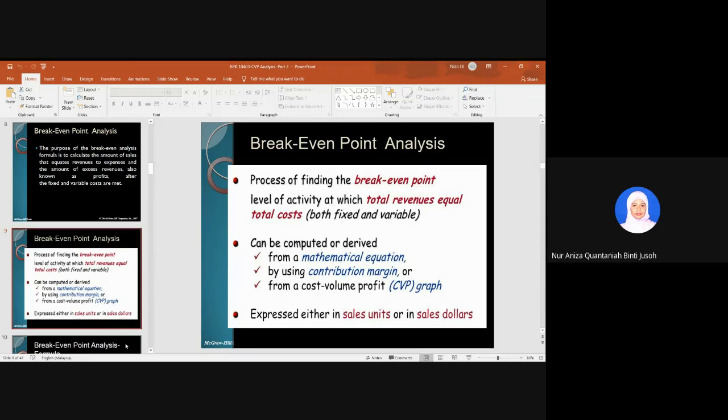In calculating the break-even point, you can use the mathematical equation, or the contribution margin or contribution margin ratio application, or you can also derive it from the CVP graph. But in accounting, we want to see you using the contribution margin approach, so no mathematical equation.